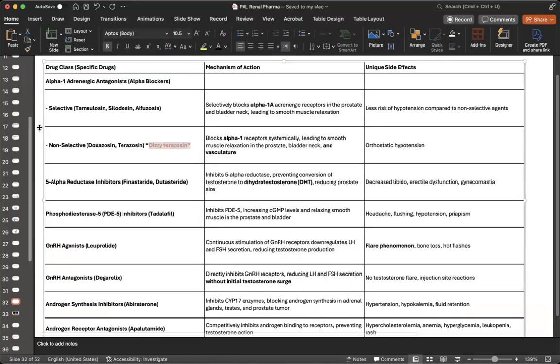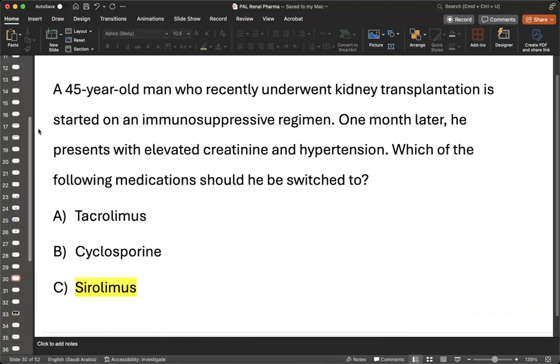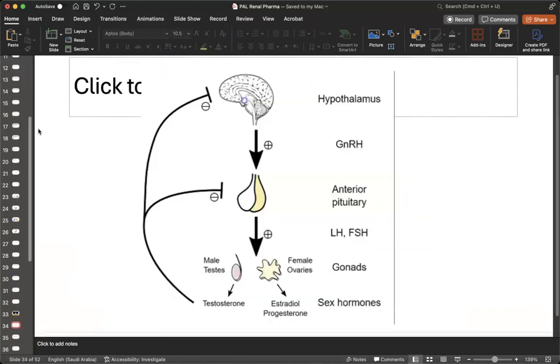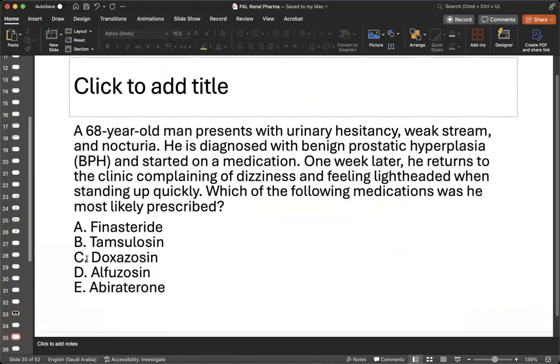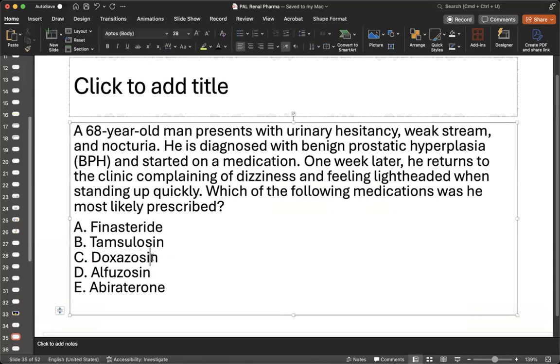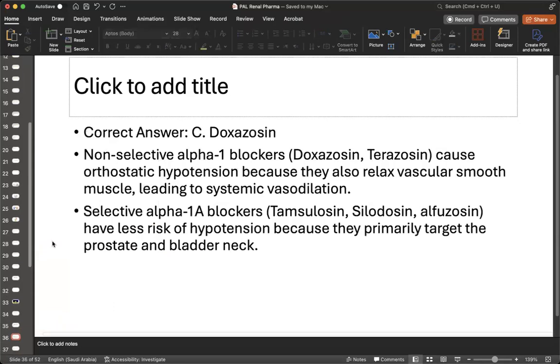Okay, dizzy-terrazosin. So where is dizzy? Doxazosin and dizzy-terrazosin. Everything else is going to be what? Non-selective. Tamsulosin is selective. Alfuzosin is selective. Selective, non-selective. This is non-selective. And the answer is C.